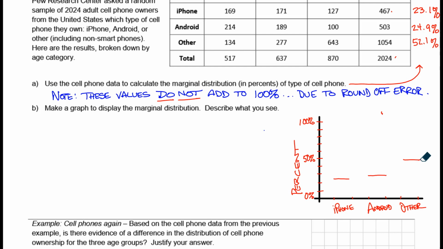All right, folks, as I'm making this graph, I realized something that I could have done a better job of. I only go up to 52.1%, but I made my graph go all the way up to 100. So I'm going to change my scale here to fill the graph space.